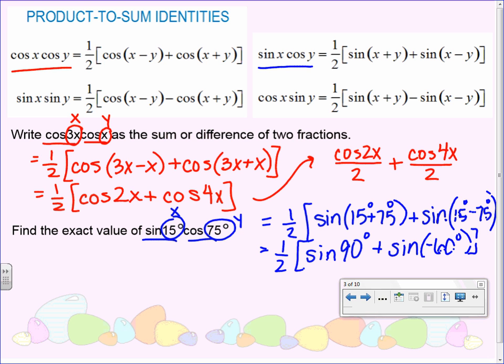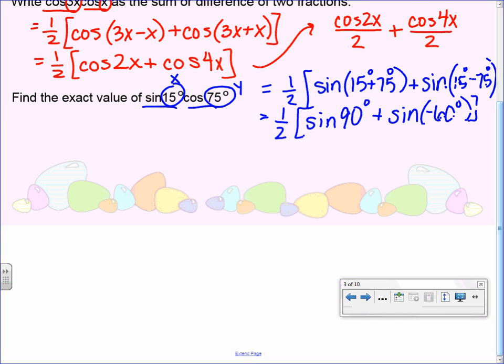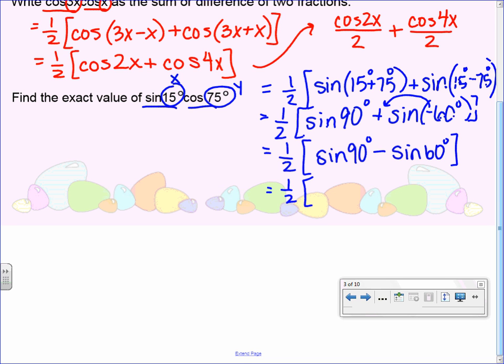I would be using the even-odd identities. Is sine even or odd? Remember? It is odd, which means what can I do with that negative? I would just bring it out in front of the sine, so just make it minus sine 60. And now both of these, you can find those answers from your unit circle. What is the sine of 90? 1. Sine of 60, radical 3 over 2.